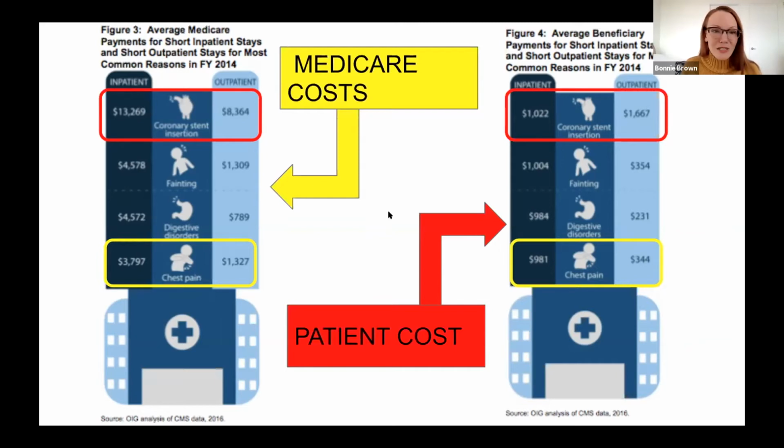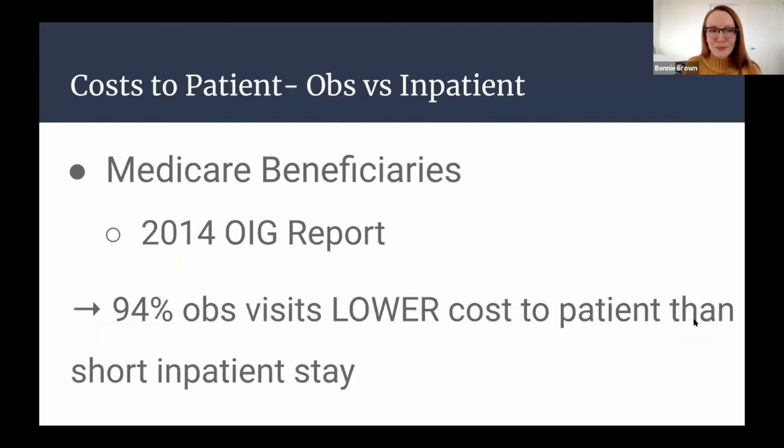And just to point out the other diagnoses, if they have syncope, the cost to the patient is about a third of that as inpatient, and same thing with digestive disorders, which covers things like maybe mild gastroparesis or cannabinoid hyperemesis or something along those lines. So the cost to the patient is almost across the board less if they're in the observation unit. But it's important to remember that the inappropriate patients that end up in observation might end up paying more.